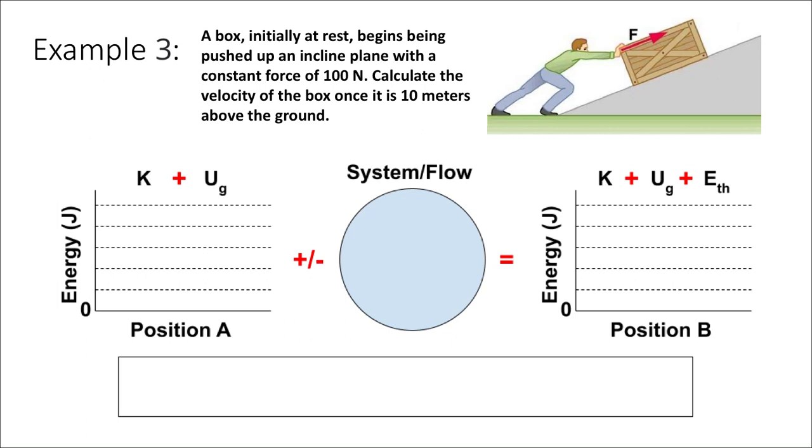All right, for our final example, let's take a look at a box initially at rest being pushed up an inclined plane with a constant force of 100 newtons in the direction of the incline. We're going to calculate the velocity of the box once it is 10 meters above the ground. So on my diagram, it would look like this. Okay, we're looking for the velocity of the box once it is 10 meters high above the ground.